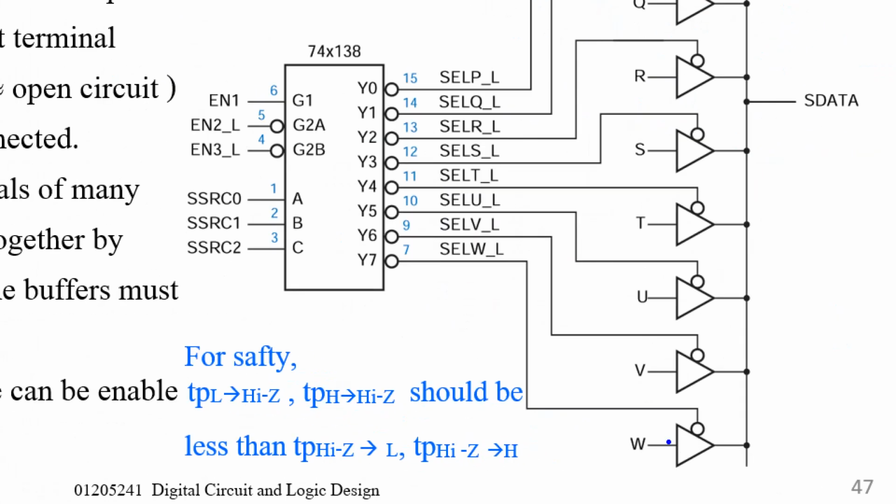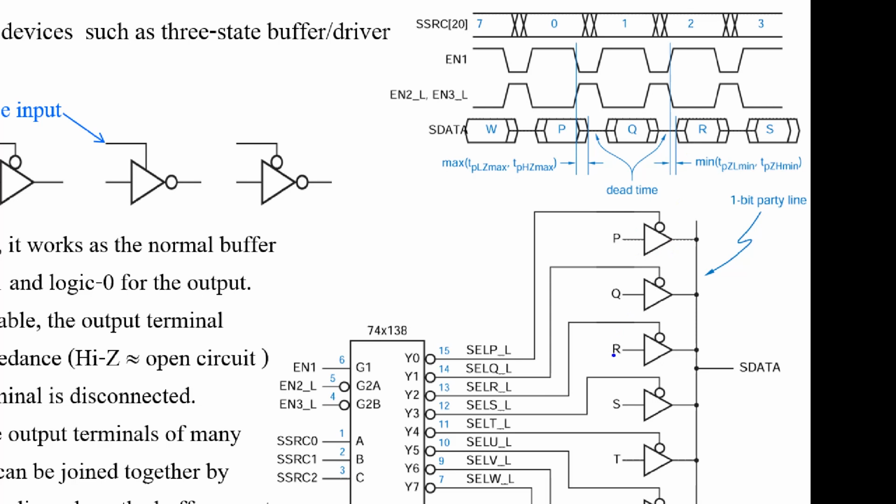Anyway, for safety, normally we do not, for example, apply 000 to make Y0 active. That means this one is active and the others are not active. So data P will go to this output and the other logic gates will be disconnected. That means the data on this party line will be P. And if you want to send Q to this party line, you must turn off all of these before. Disable all of these before filling the value 001, or making Y1 active. This is called dead time: no output is active, for safety.